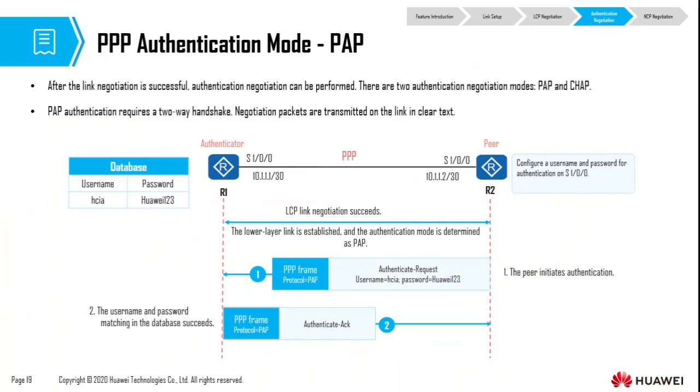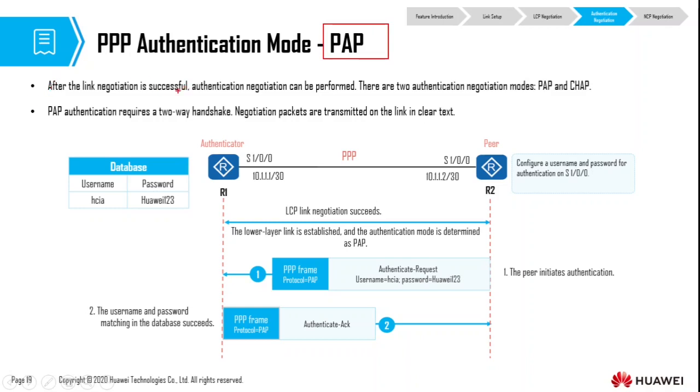Okay, so PPP offers 2 authentication modes. The first one is called PAP. The second one is called CHAP. Okay. So PAP is password authentication protocol.